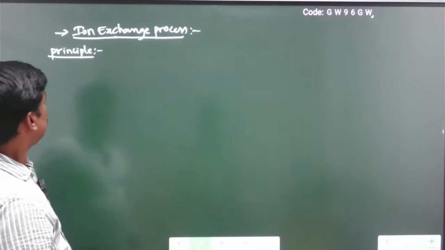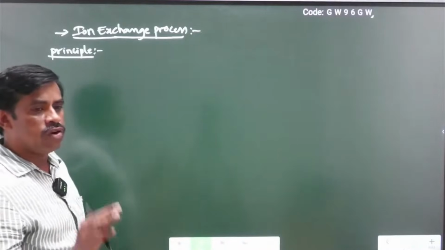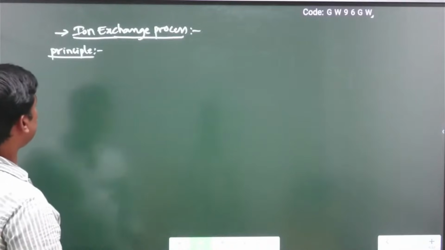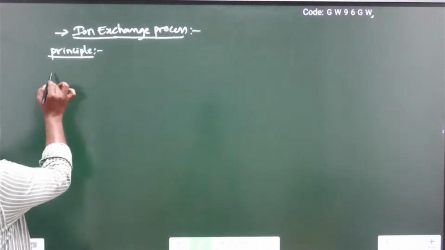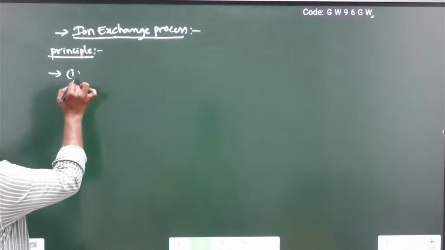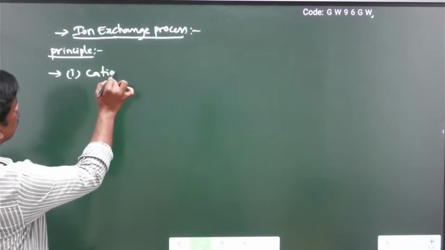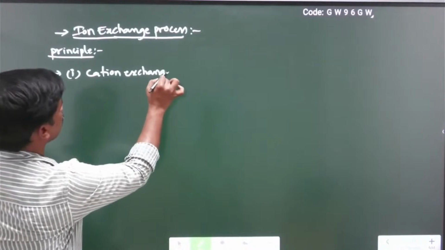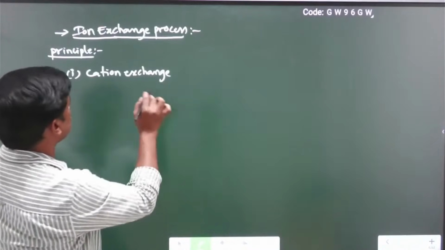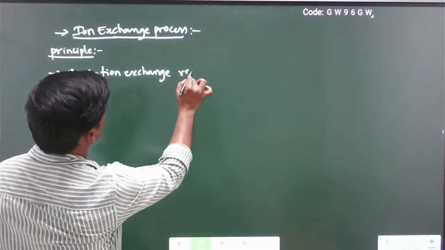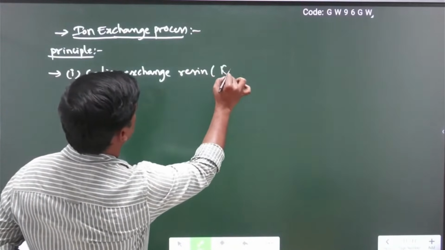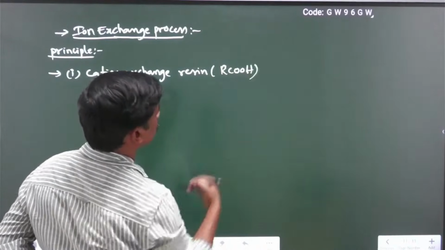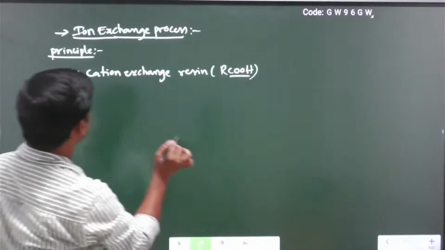You see here, this ion exchange process is carried out in 3 steps. Ion exchange resins: the first one we use is the cation exchange resin. The cation exchange resin exchanges only cations, and it contains RCOOH. This is the carboxylic acid group.